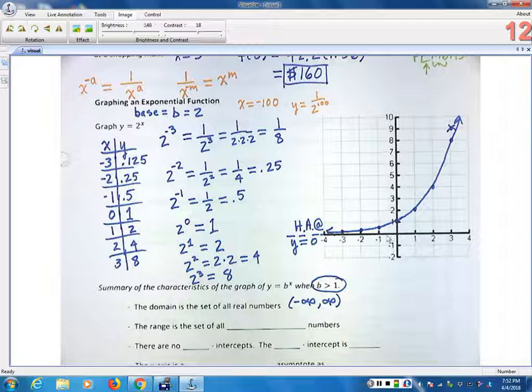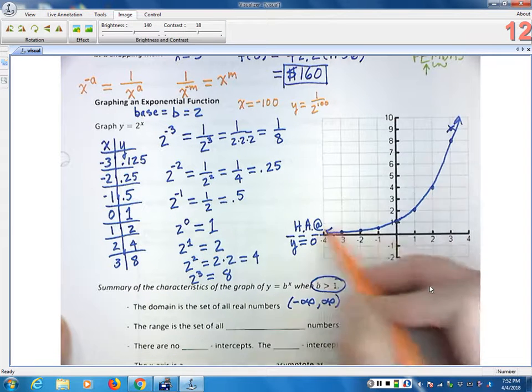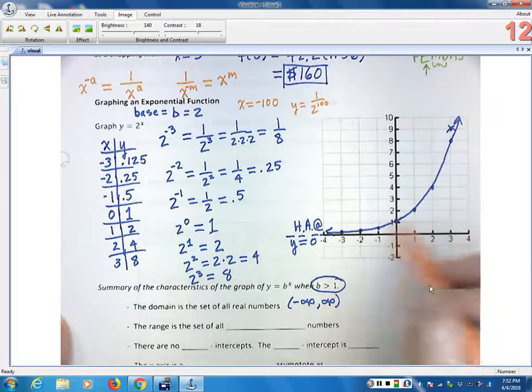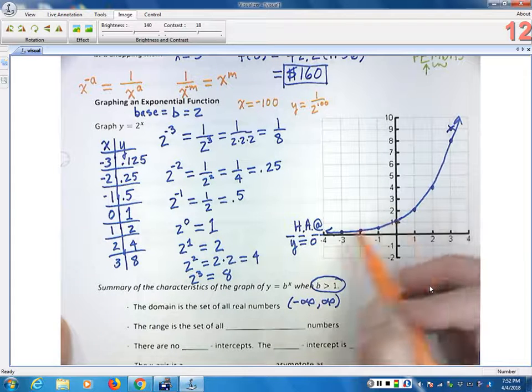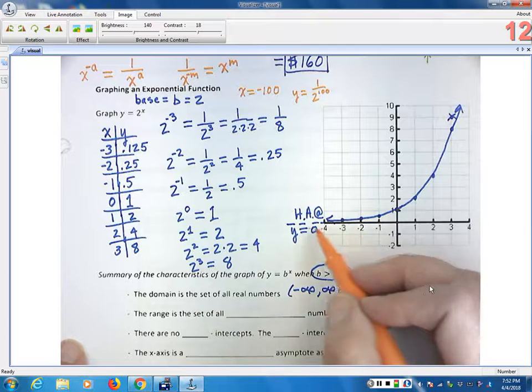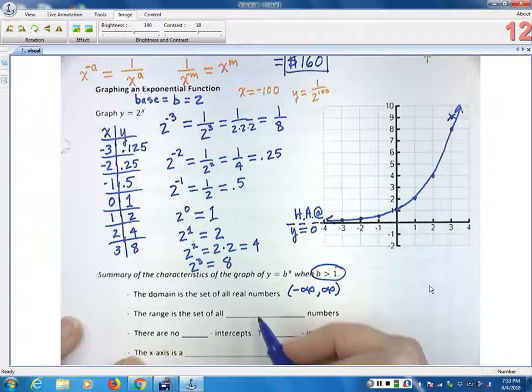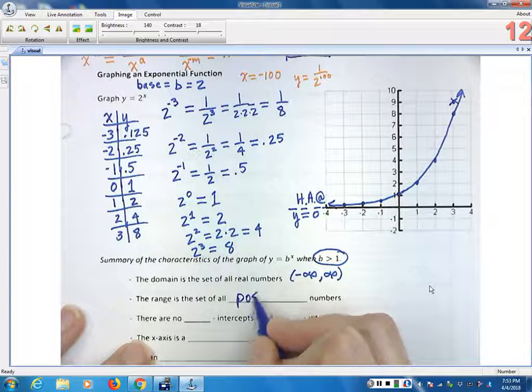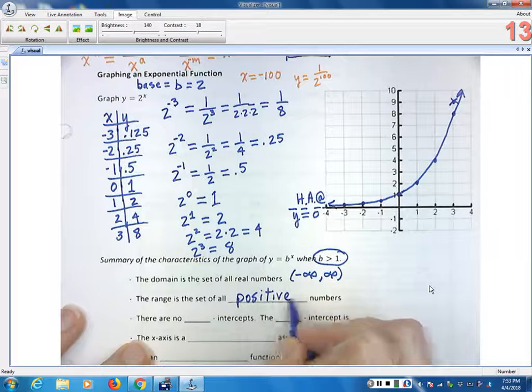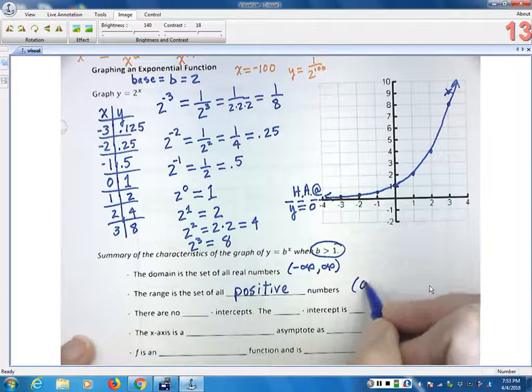That's why this is the horizontal asymptote. Now we're talking about the range: you project the graph to the y-axis, so it can never equal 0. It just gets closer and closer and closer until you can't tell it apart from 0, but it's never equal to 0. So the range is the set of all positive numbers. And so that's 0 to infinity.